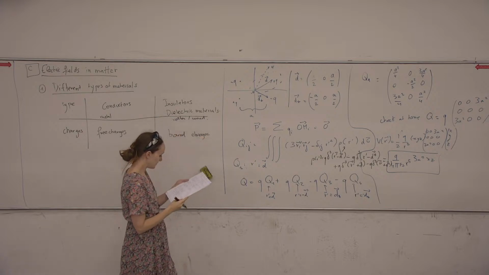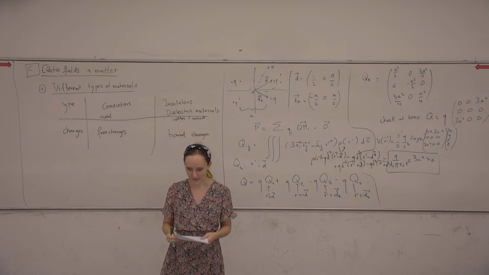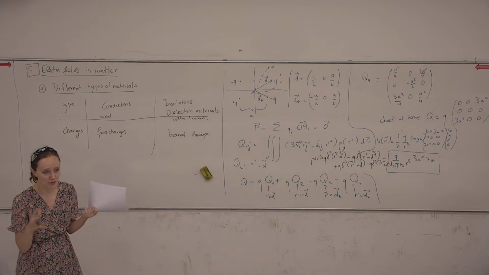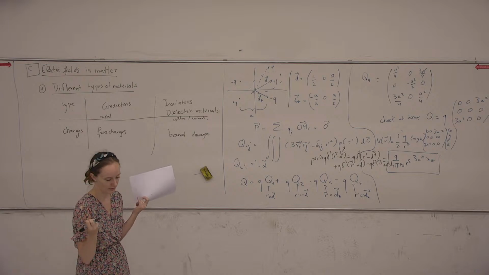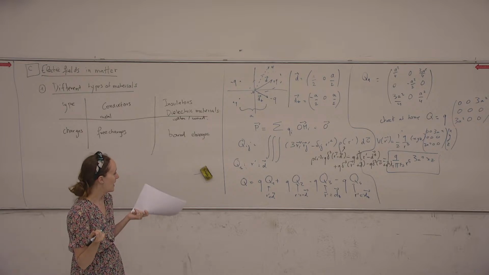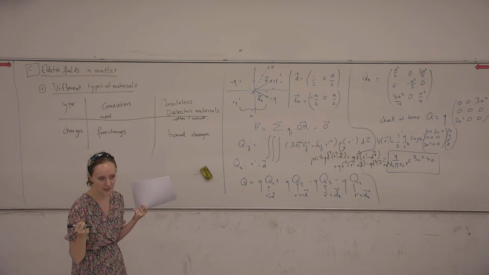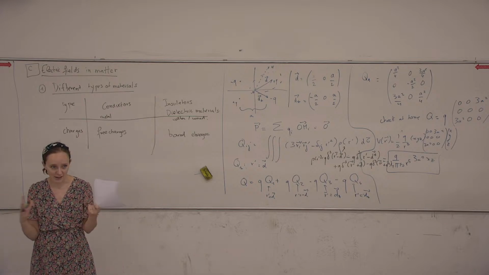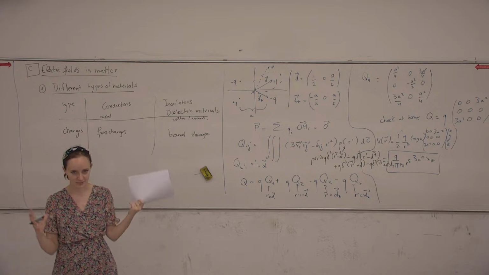Why do we call them bound charges? Because they are bound to the nuclei of the atoms. And they can move, but they are limited within a certain limit.